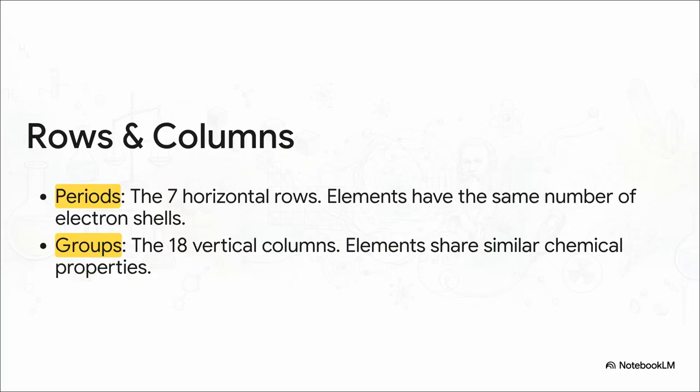The table's structure itself tells a story. As you read across a horizontal row, or a period, you see properties change in this gradual, predictable way. But when you move down a vertical column, or a group, you find elements that act like a chemical family, sharing really similar behaviors. And that's what makes this table so incredibly powerful.